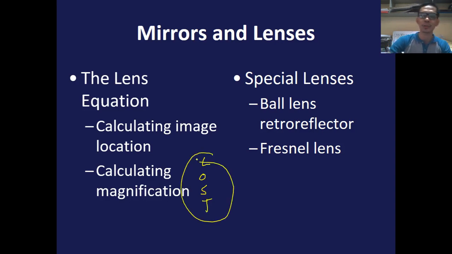Remember the LOST mnemonics that we encountered in the mirror. Again, we will use that here to find the characteristics of the image formed using special lenses, or the lenses that we have right here. After the lens equation, we will move on to a more applied part of our discussion, which is the special lenses. We will find out how these special lenses are formed, or what these special lenses are. With that, let's get this over with.